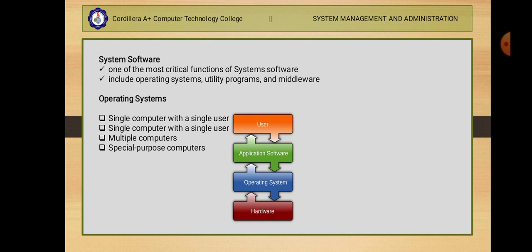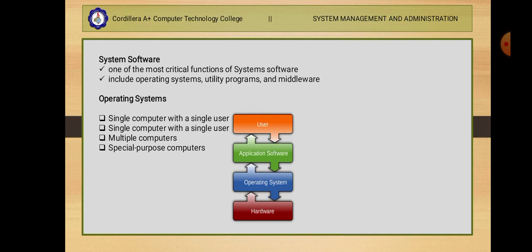Kaya nga siya tinawag na single user, isang computer with multiple users. Okay? Next is you have the multiple computers. So, itong system na to is very typical siya of a network of computers, such as yung mga home network with several computers attached, or a large computer network with hundreds of computers attached around the world. So, multiple computers.